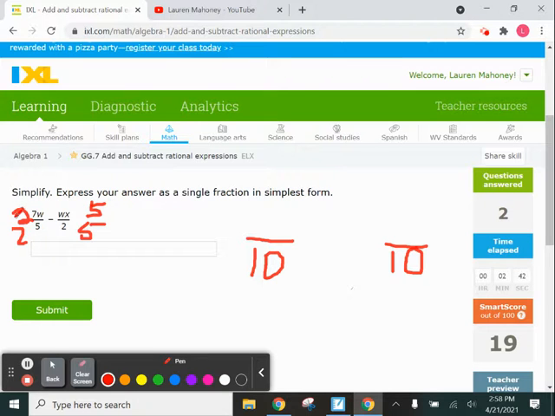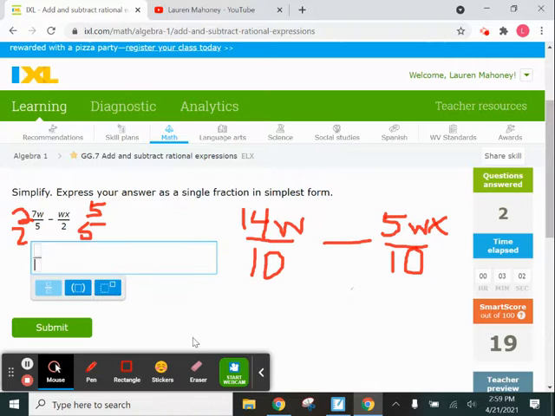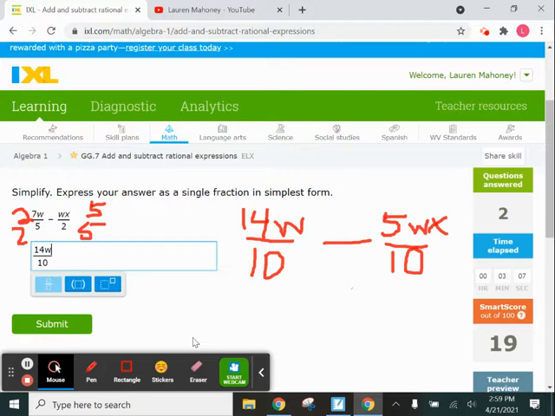So on the top here, I'm going to multiply the 2 and the 7 together, and I get a 14W. And this is a minus. The top of this one, I multiply the 5 by the WX. So that's going to be 5WX. And then I'm just going to put those together. So I click down here, I get my fraction. I'm going to put the 10 in the bottom. On the top, 14W minus 5WX. There's nothing I can reduce, nothing else I can do with that.